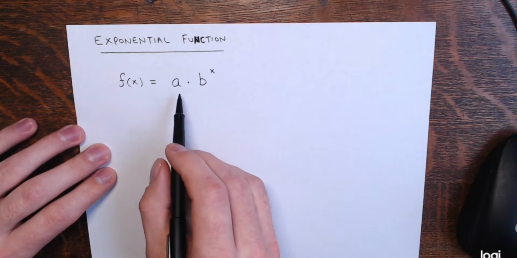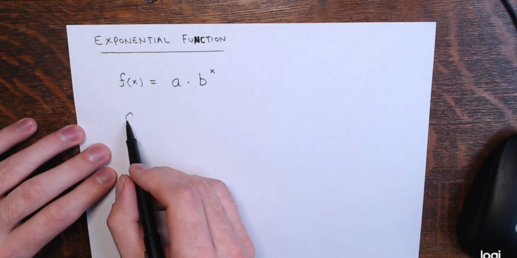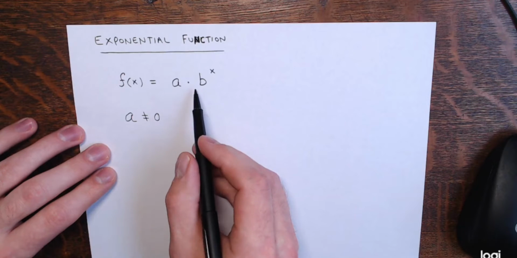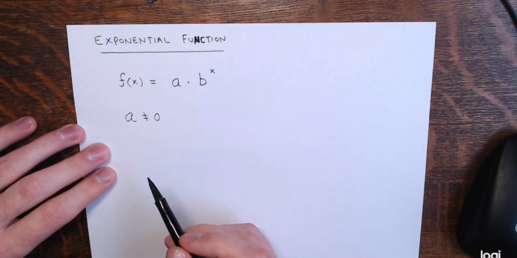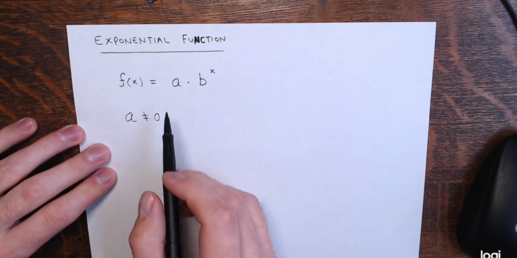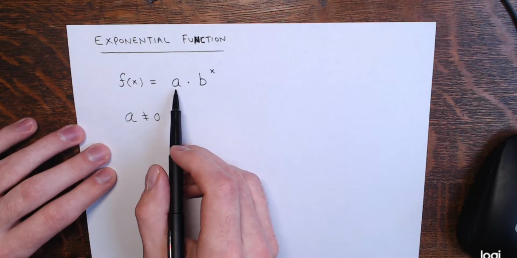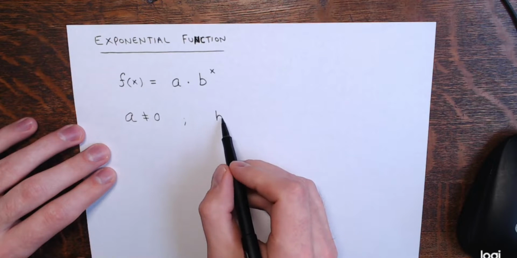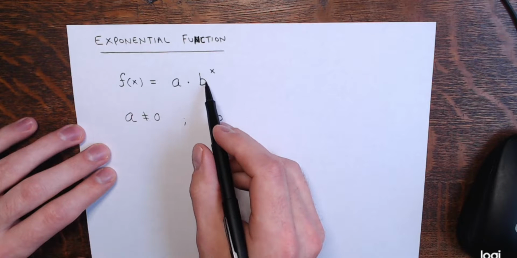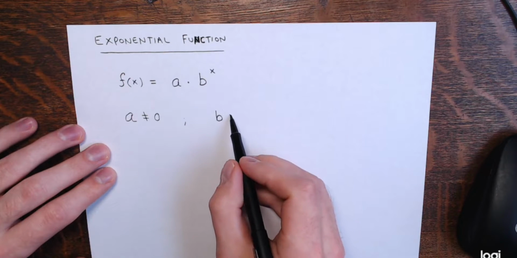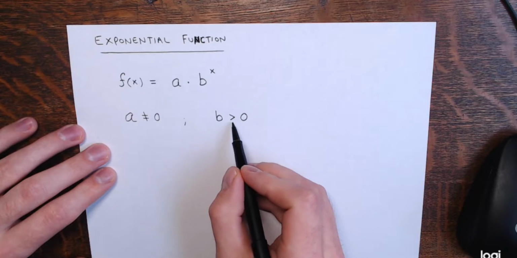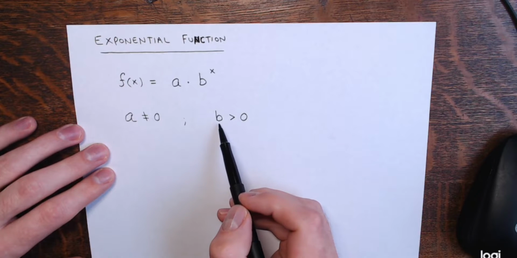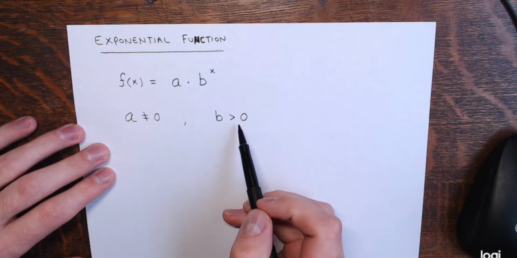Now there are some special things about this. The a is going to be a non-zero number, right? Because if it were 0, then it would be very uninteresting. It would just be y equals 0. So this a, sometimes referred to as the initial value, is non-zero. And b, that's called the base on the exponent of x here, must be positive. b has to be a real number greater than 0, because if b is negative, some bad stuff can happen.